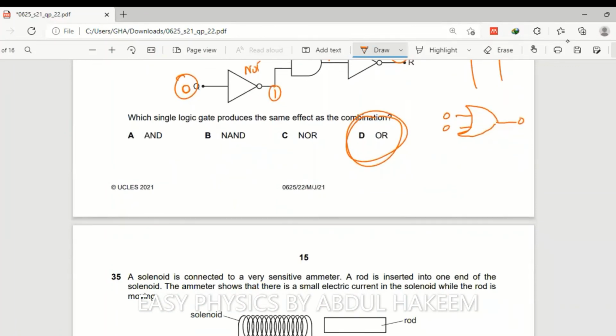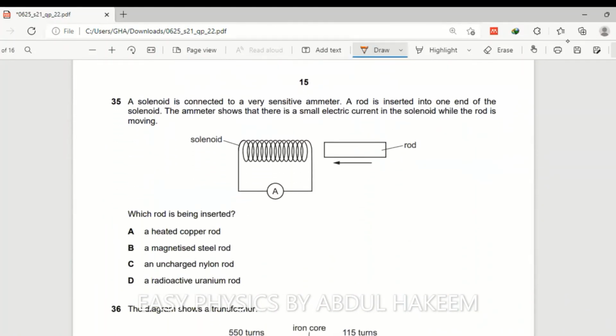Now the next, 35, the solenoid is connected to a very sensitive ammeter. A rod is inserted into one end of the solenoid. The ammeter shows there is a small electric current, definitely electromagnetic induction. So this rod must be a magnet. So which rod is being inserted? Heated copper rod? No. The magnetized steel rod? Yes, this is correct because it's a magnet and the permanent magnet is made of steel. So B is the option for this 35.